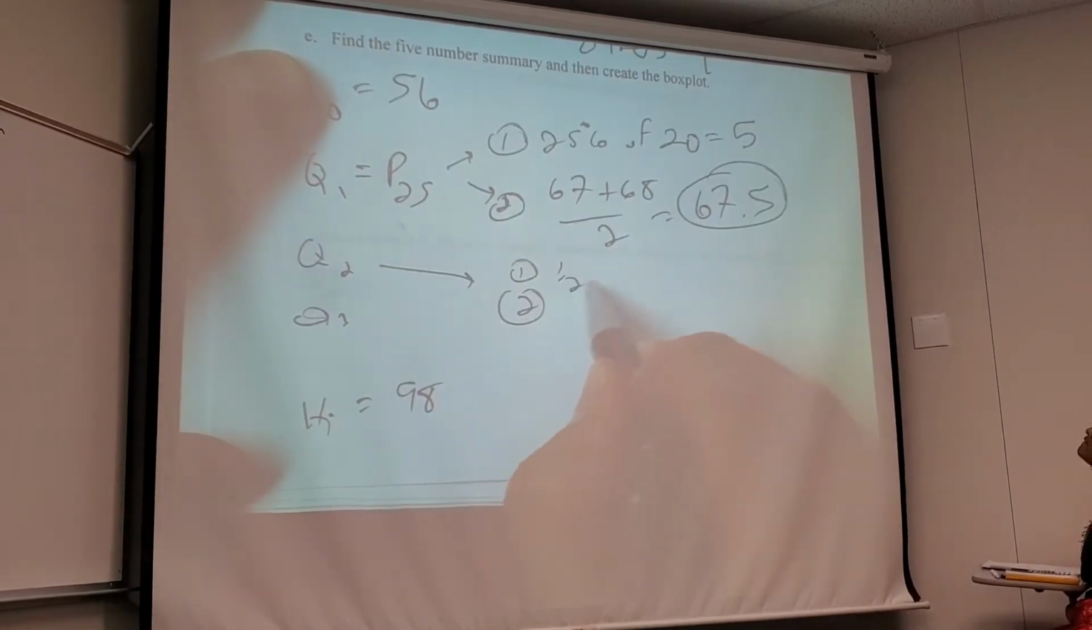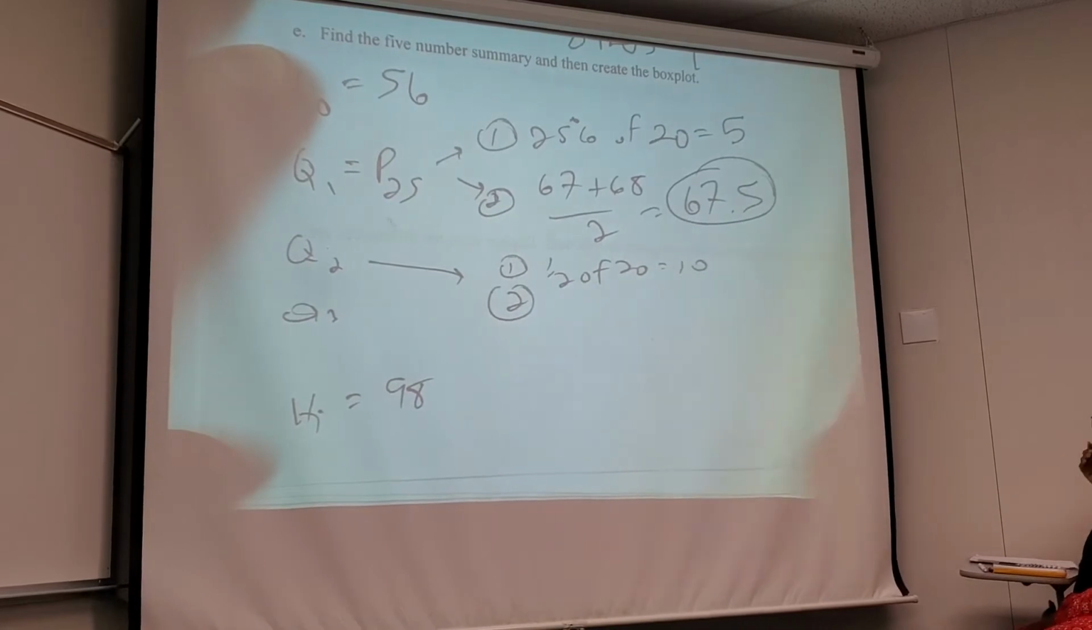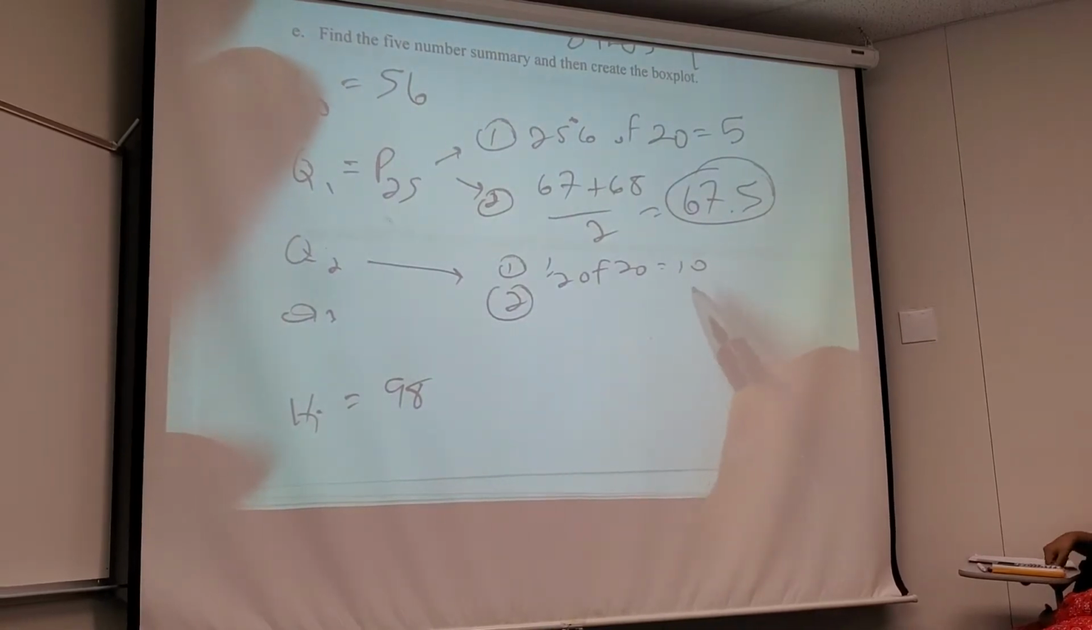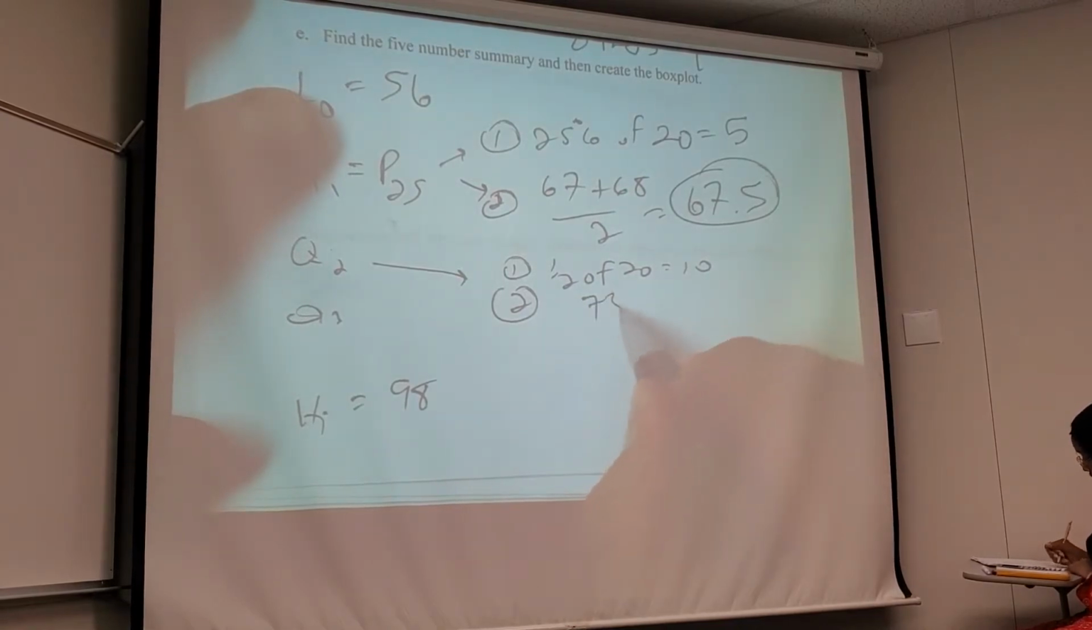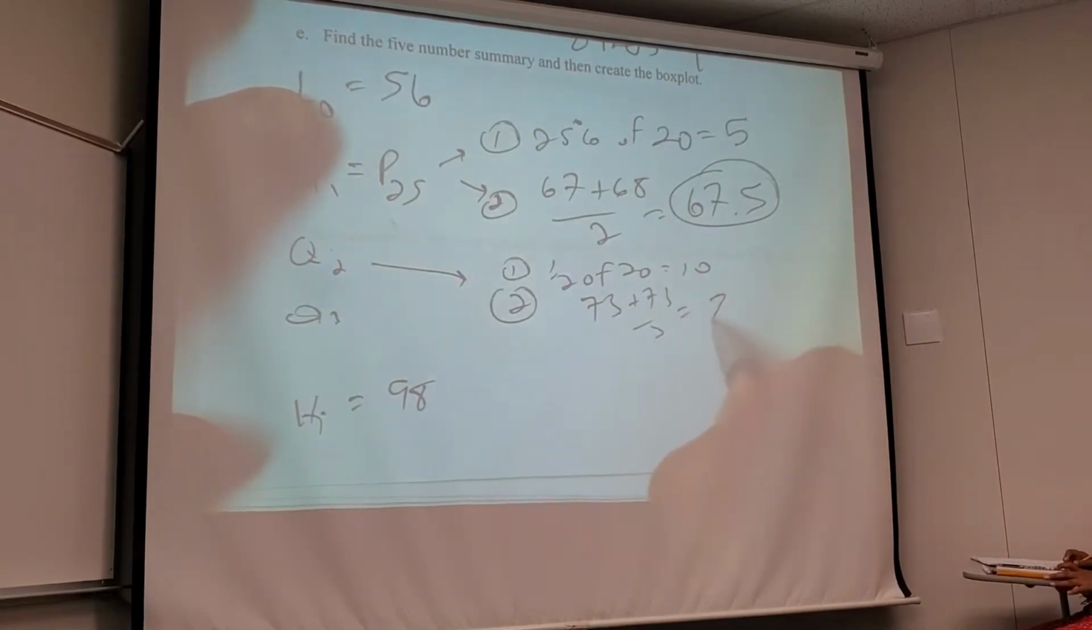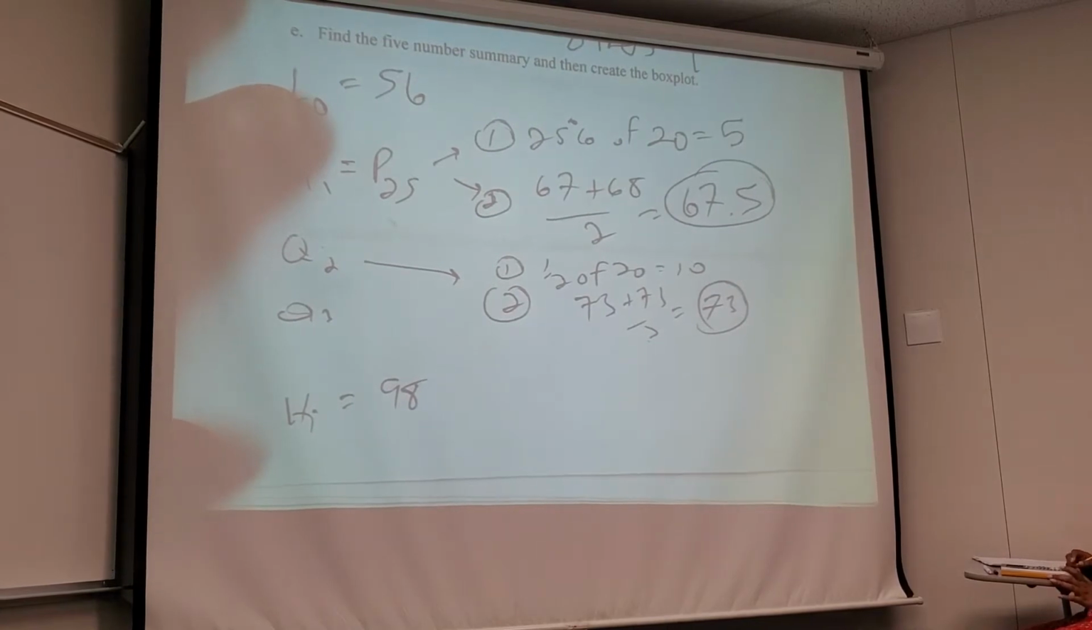So half of 20 is 10. So I want to take the 10th and the 11th numbers. What were those? 73 and 73. It's always nice when they're the same.